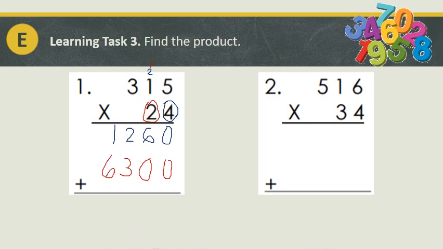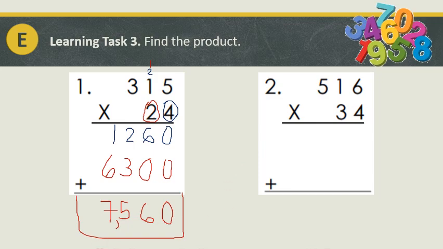Since nakuha na natin yung dalawang partial products, ipag-a-add na natin siya. Dito tayo magsisimula sa kanan. So, 0 plus 0 is 0. Then, 6 plus 0 is 6. 2 plus 3 is 5. Then, 1 plus 6 is 7. Okay? Ito po ang ating magiging answer, 7,560.